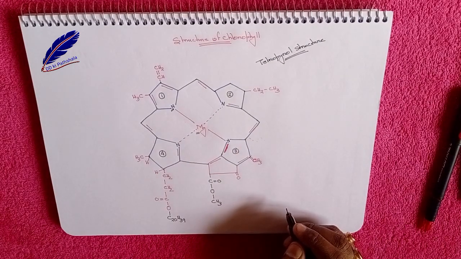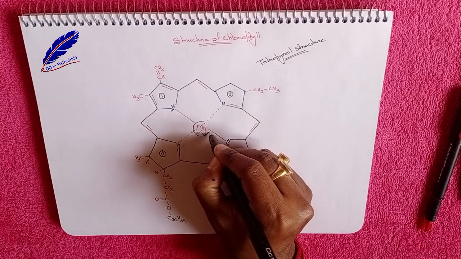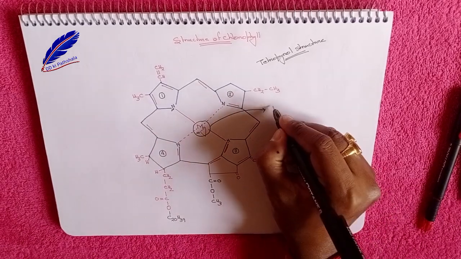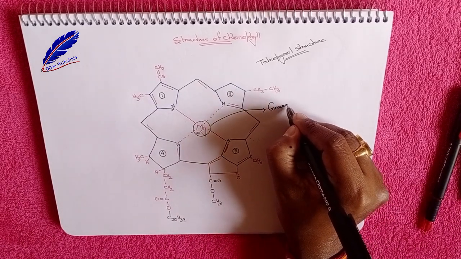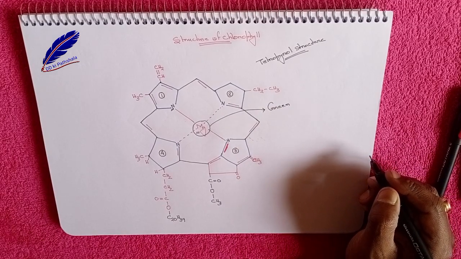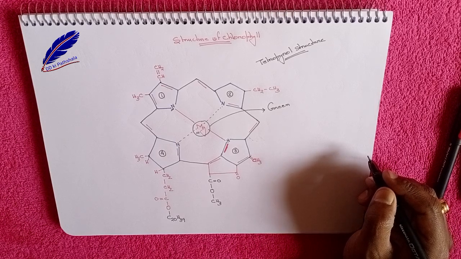And due to the presence of the magnesium atom at the center, the greenish coloration of the chlorophyll pigment is exerted. If a question comes, why is chlorophyll green in color, the answer will be due to the presence of the magnesium ion at the center of the molecule, chlorophyll is greenish in color.